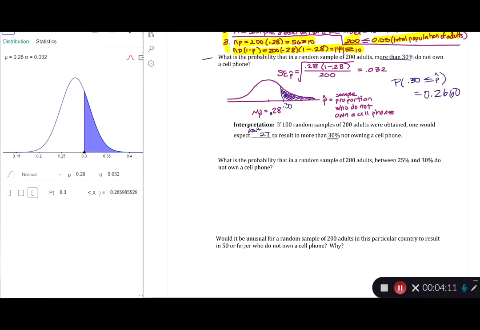So this question says, what's the probability that in a random sample of 200 adults between 25% and 30% do not own a cell phone? We're still talking about the same sampling distribution. We decided it was normal because it met those criteria. We have the mean for the distribution of sample means. Remember that this is the same as the population proportion, so that's 0.28.